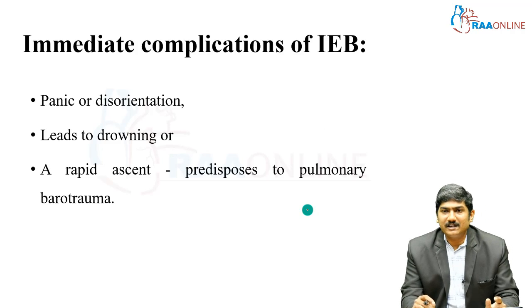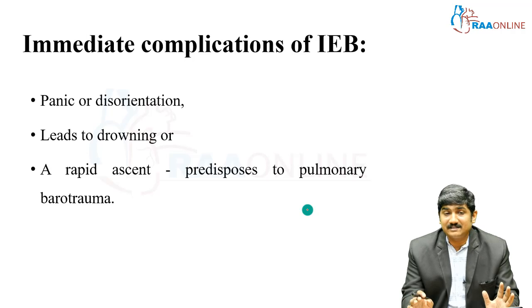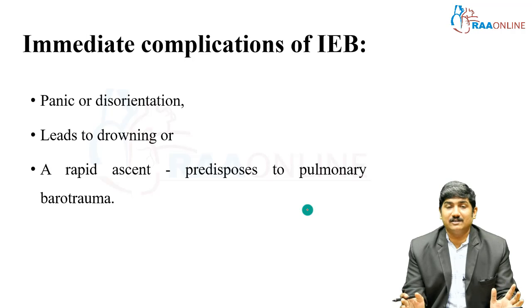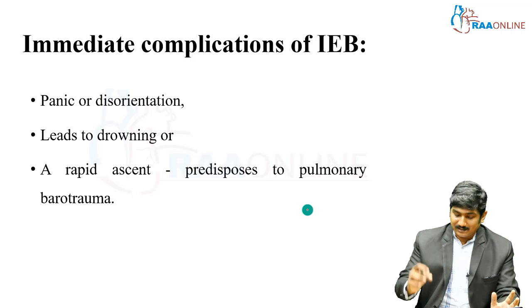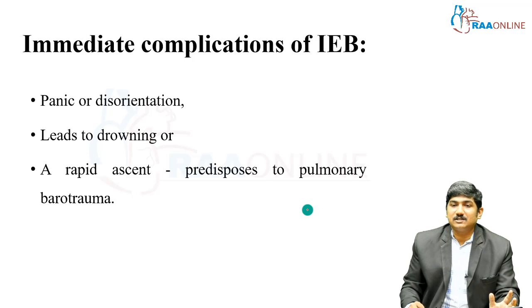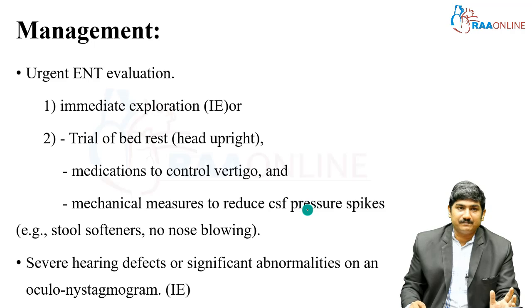So, what are the immediate complications of IAB? Of course, the patient is going to panic and get disoriented. This is happening at the level of 66 feet or even 100 feet down, inside the water. So, you may get panic, disorientation. This can lead to drowning and of course, the rapid ascent predisposes to pulmonary barotrauma as well.